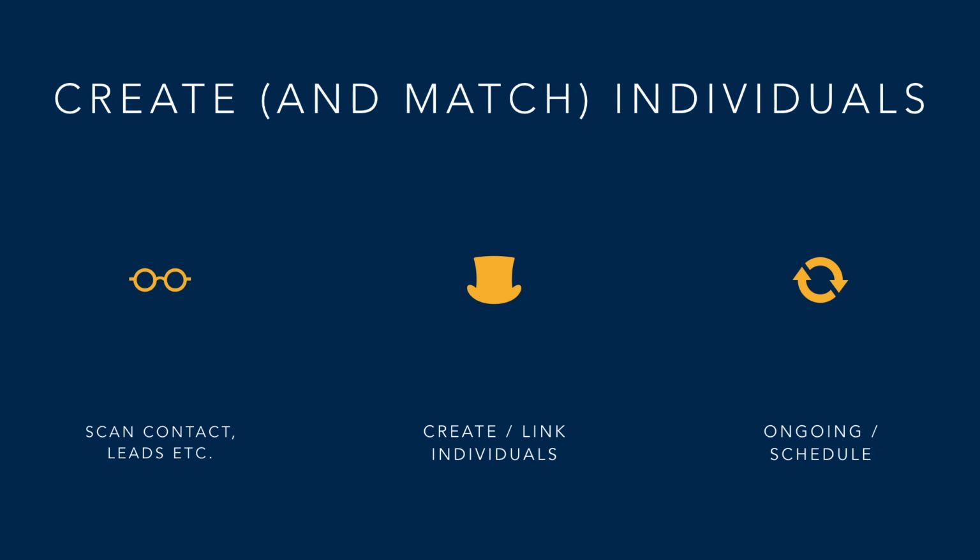So the first two steps here, scanning contacts and leads and creating or linking individuals, really cover a data migration aspect because these apply to our current set of contacts and leads. But as we move forward and new contacts and leads get created, we need some automation on an ongoing basis, either in real time by using triggers, etc., or through some sort of scheduled mechanism so that we can generate individuals and do matching on existing individuals for every new contact and lead that is getting created.